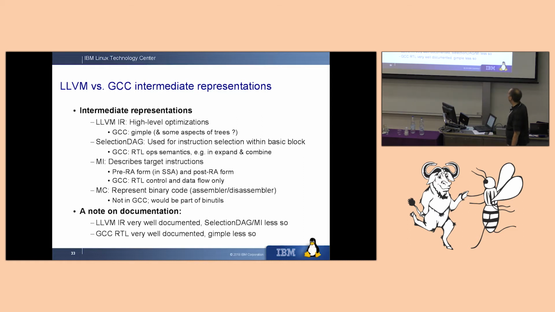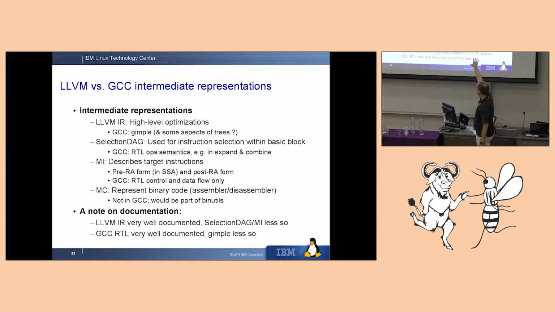And in the back end, we don't really work much with it because that's where we start, but that's where all the higher level stuff operates. In the back end, we start translating LLVM IR first to what they call the selection DAG, which is then used for instruction selection within a basic block, which is like what higher level RTL would be in GCC as it is used in expand and combine, except that it's still in SSA form.